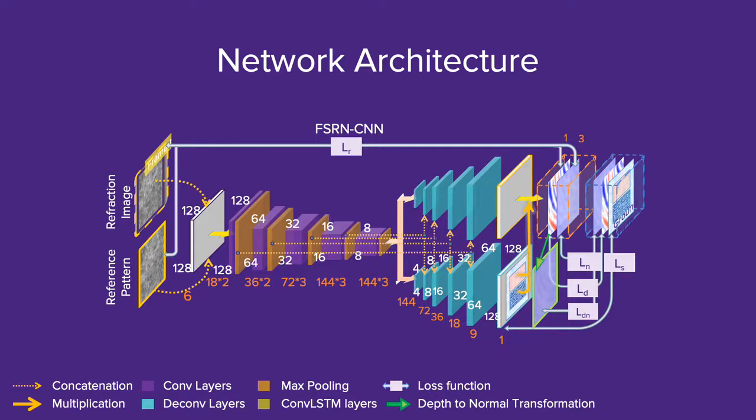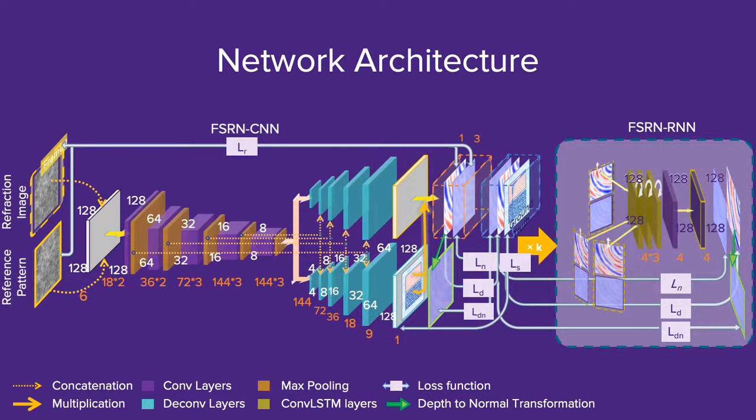Our CNN subnet takes in the refraction image and the reference pattern to estimate the depth and normal by analyzing refractive distortions. Our network considers physics-based laws that models the fluid refraction. Our RNN subnet takes the output from CNN as input and refines both depth and normal maps by enforcing temporal constraints. We use the convolutional LSTM layer to construct our RNN subnet.